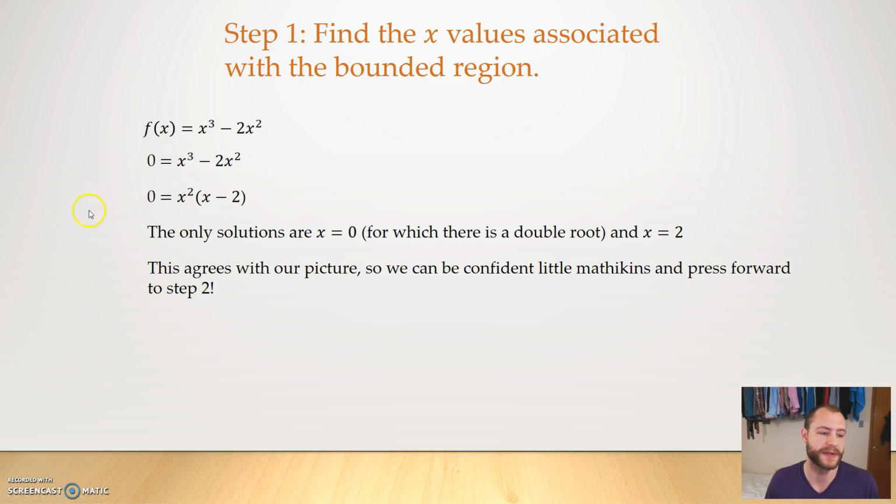When they say find the solutions, it means what variable values make that statement true. Right now, the only variable solutions are when x is 0, as anticipated, and there's a double root there, which is why it bounces off the x-axis, and when x equals 2, because 2 minus 2 gives us 0. This agrees with our picture, so we can be confident, little mathicans, and press forward to step 2. Sweet, let's do it.